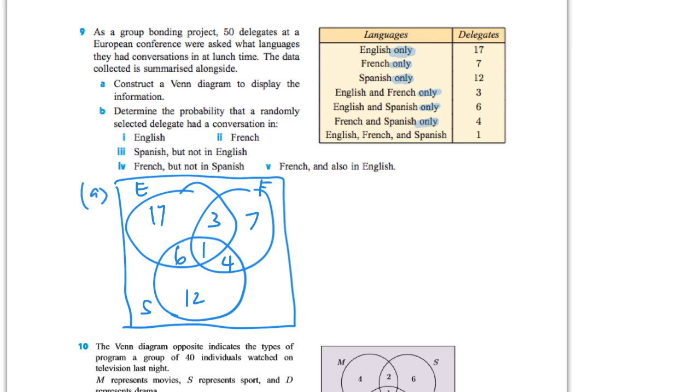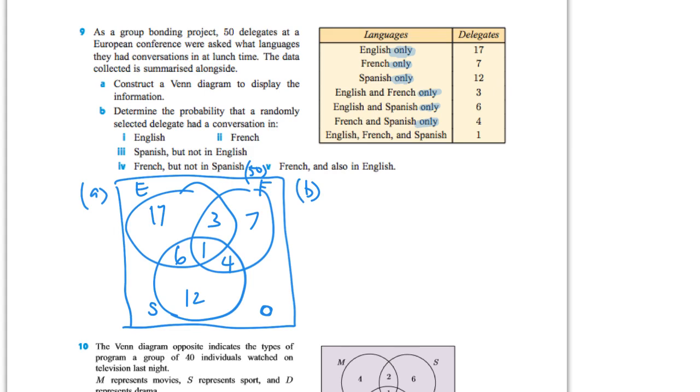Okay, so that was 50 delegates at lunch. To finish the Venn, we have 1 region to go. Let me make sure that my letter S down here doesn't look like a 5. That's the Spanish circle. All right, so 17, 20, 27, 34, 38, 50. Everybody's been counted, so there was nobody who didn't speak one of those 3 languages.